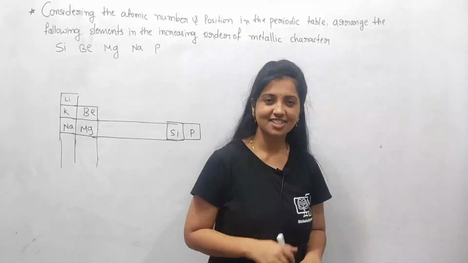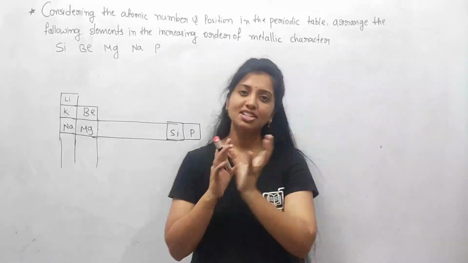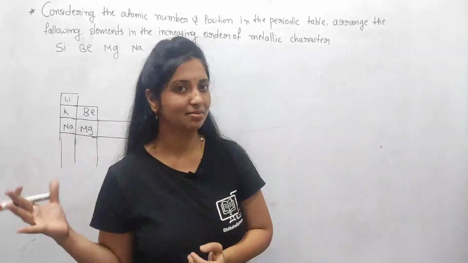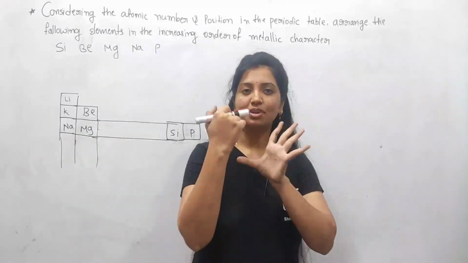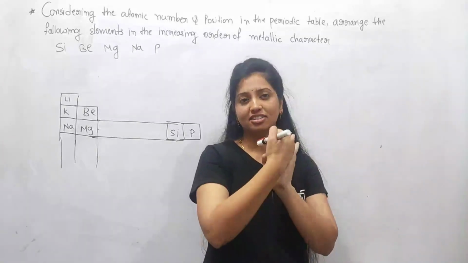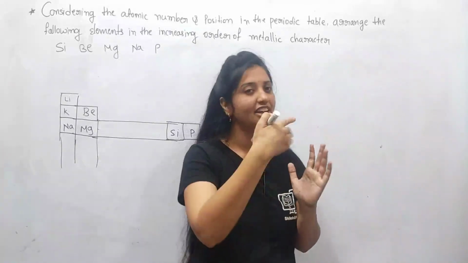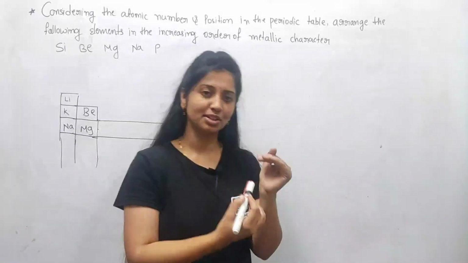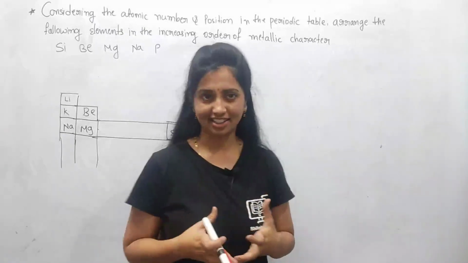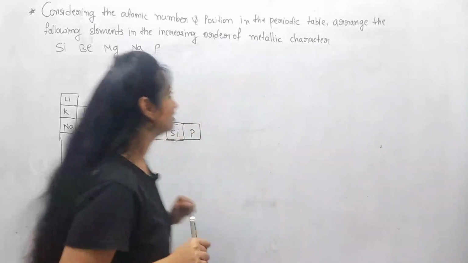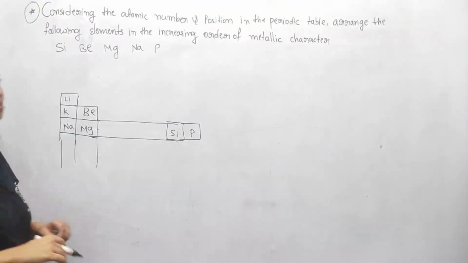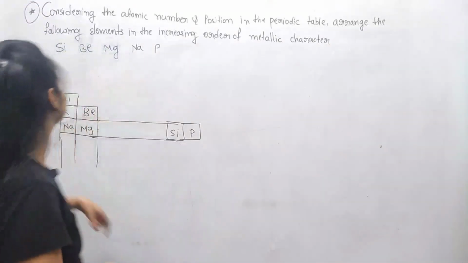Everyone, in the previous class we studied how elements are classified based on their properties like metals, non-metals and metalloids, how the properties of non-metals vary along the period and down the group, and how the metallic character varies along the period and with the group. Based on this concept, I wish to discuss with you a problem mentioned in your NCERT book. Let's come to the question, guys.